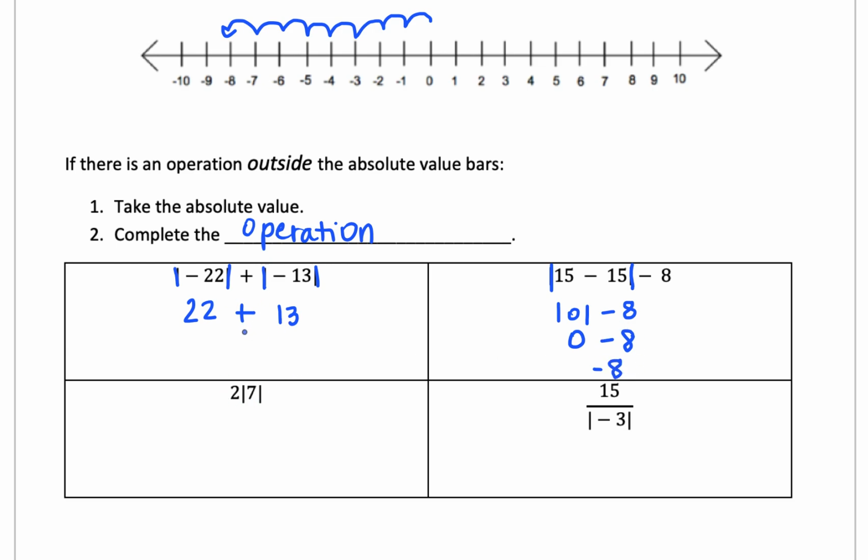Oops, we never finished this first one. My bad. 22 plus 13. We had to add those together. That would get us a final answer of 35. Sorry about that. I totally missed that. Here's our final answer circled.